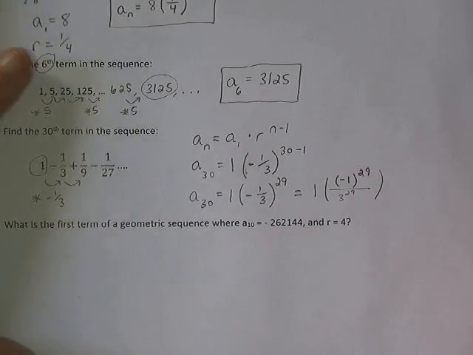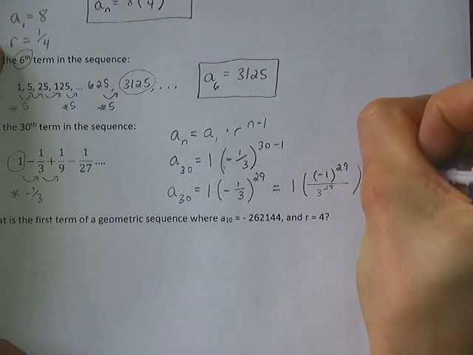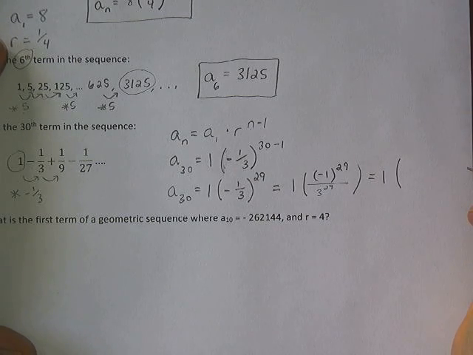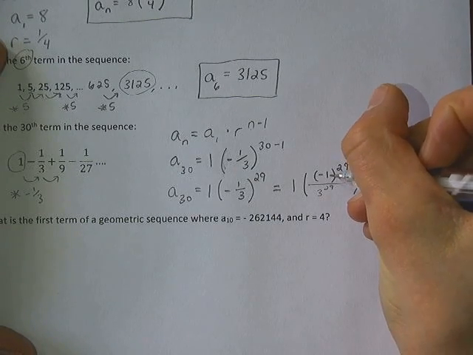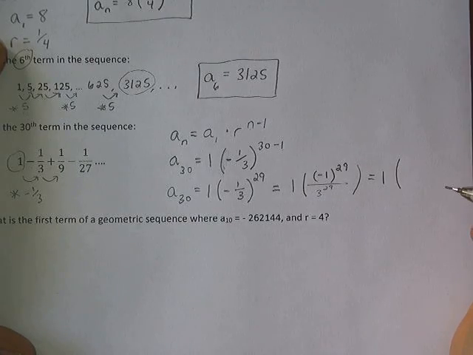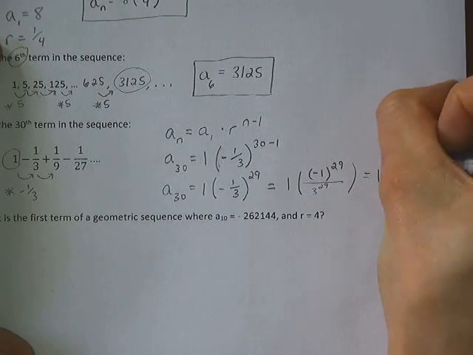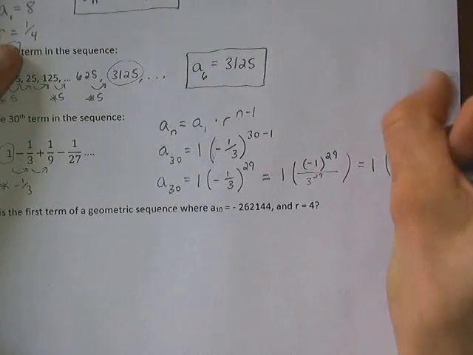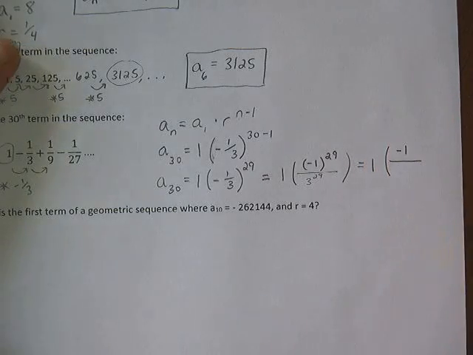All right, again, I'm going to bring that 1 over. Negative 1 to the 29th power. Well, it's negative 1 times itself 29 times. So if I do that, I end up getting negative 1. And then on the bottom, 3 to the 29th.